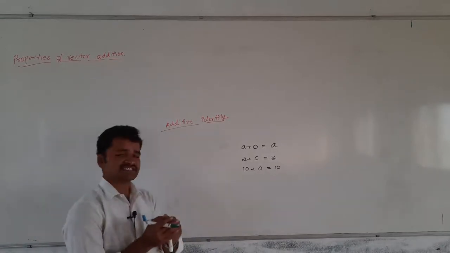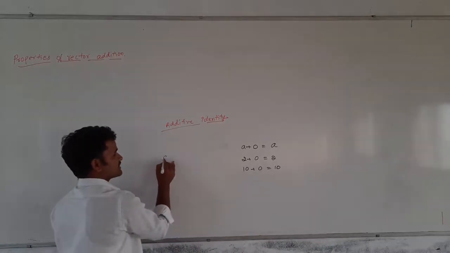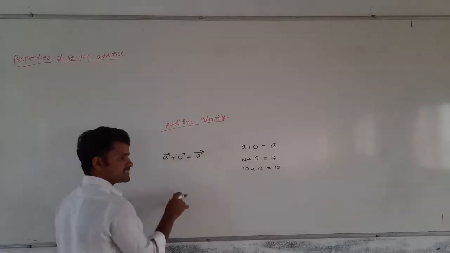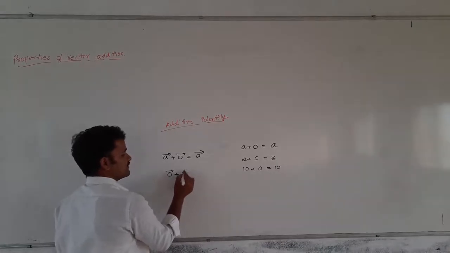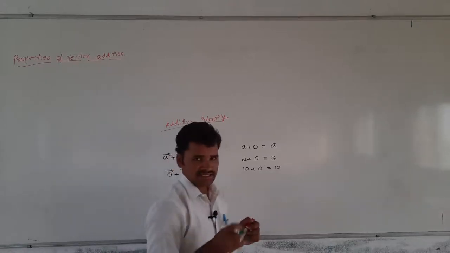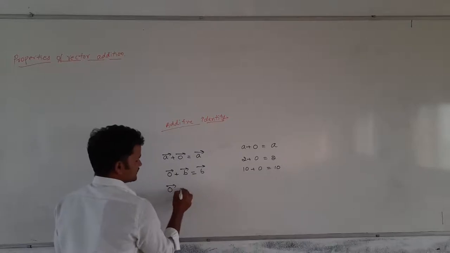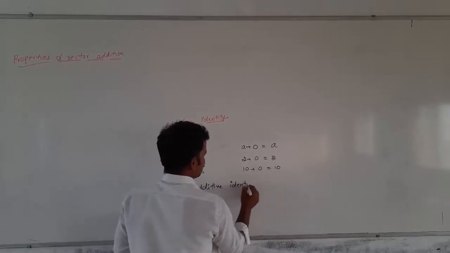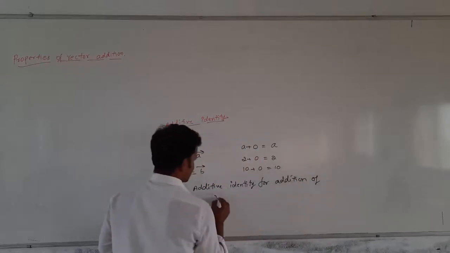In the same way, is there any vector which exists like that? Yes. In case of addition of vectors, when vector A is added with a null vector, this results in the vector A only again. If we take a null vector plus another vector like vector B, again this is vector B only. 0 in the sense of null vector or zero vector. The null vector is called the additive identity for addition of vectors.